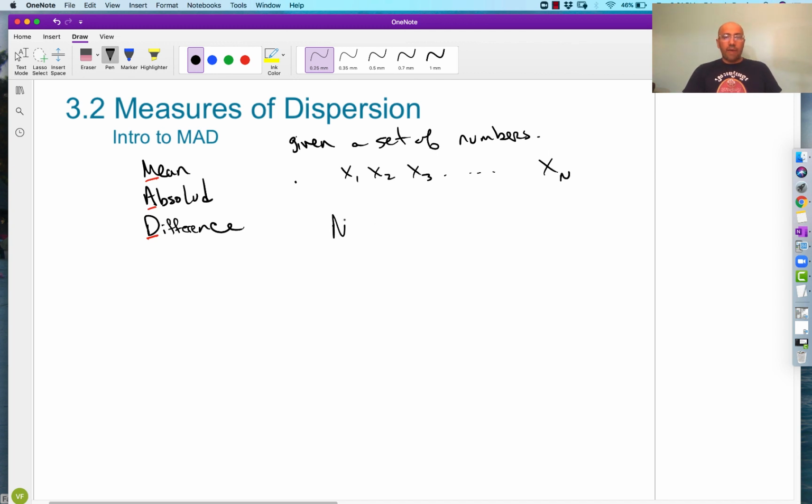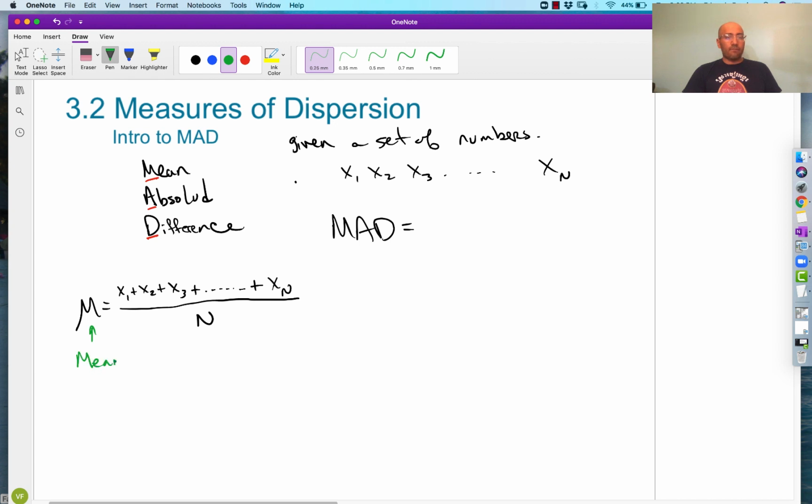Then to calculate the MAD result, if I told you calculate MAD, what you would do is, well, first of all, you got to go off to the side and find the mean. So you got to find mu. Mu is going to come from adding all of these, dot, dot, dot, out to x sub capital N, and then dividing by capital N. That'll give you the mean, right? The mean.